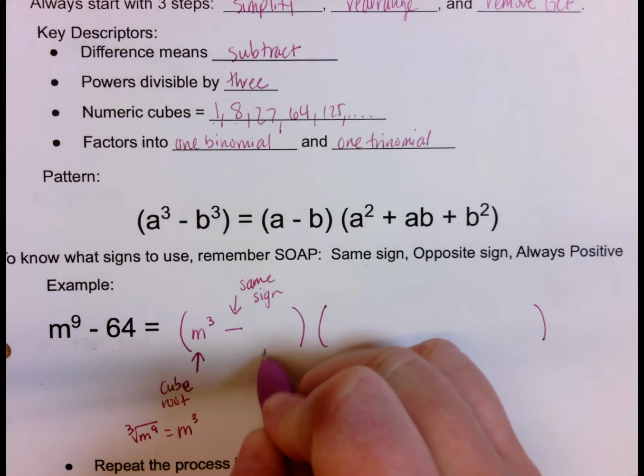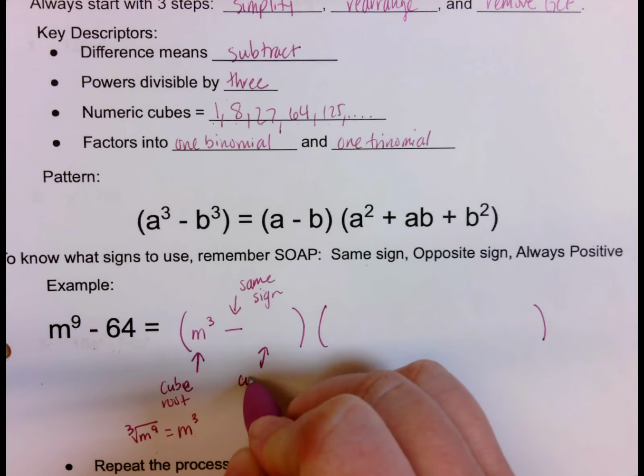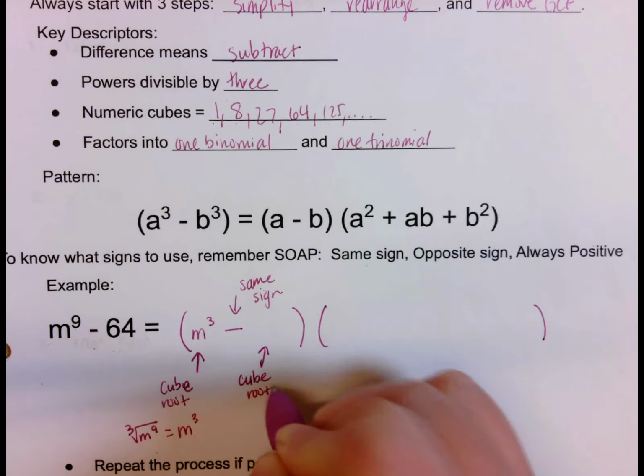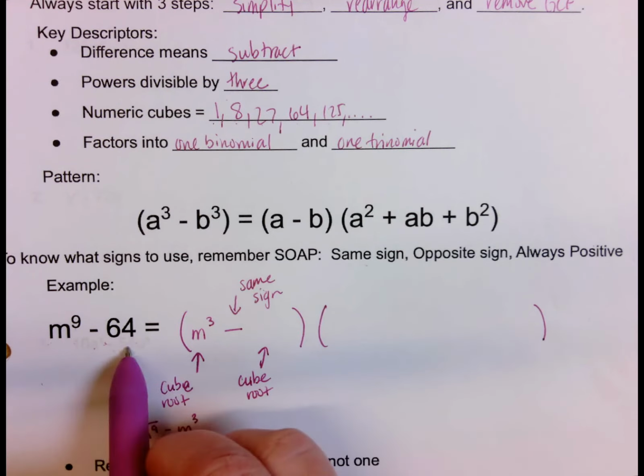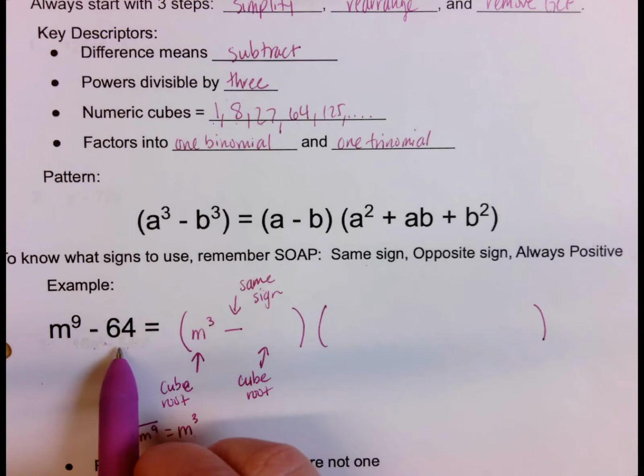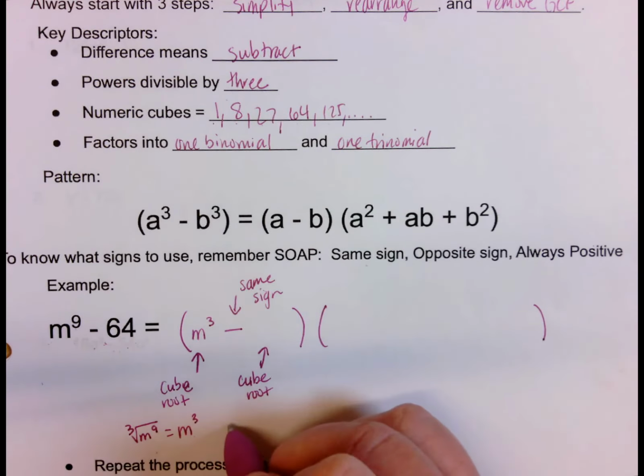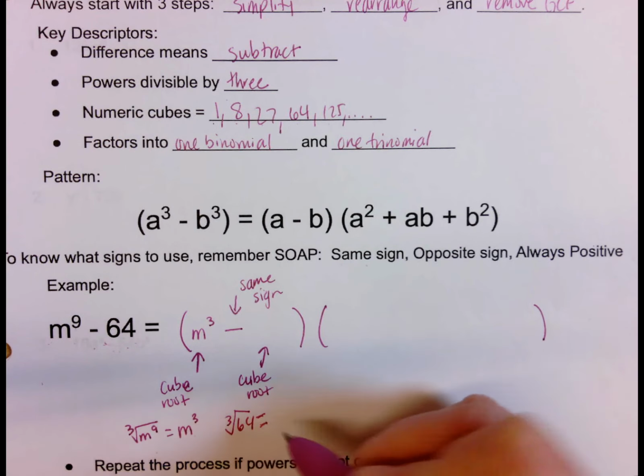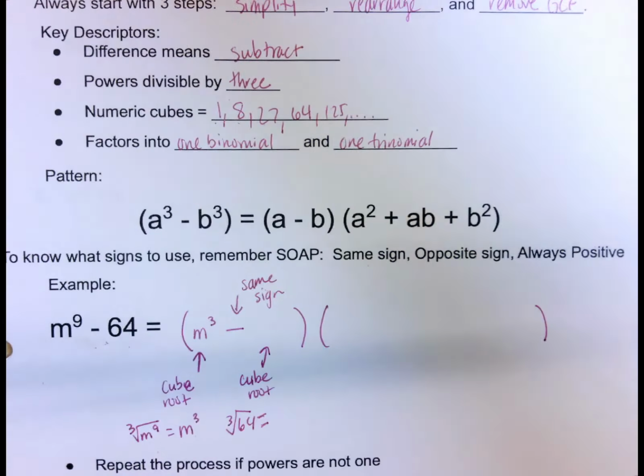Now in this position, we're going to also do the cube root of the second term. So we did m to the ninth. Now we're going to do 64. So we're going to take the cube root of 64. And you can do that in your calculator. Let me show you how to get there so that you know.